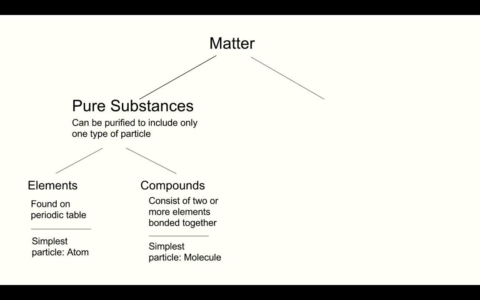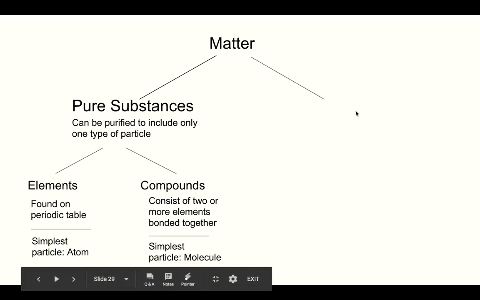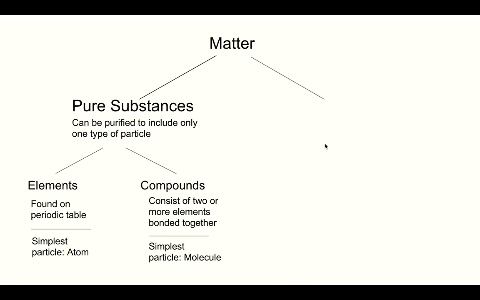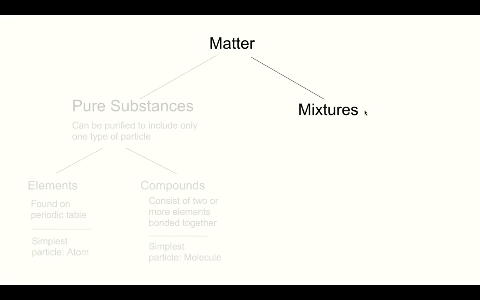And there you have it about the type of matter that are pure substances. They include elements and compounds, and we've seen a couple of examples. But as you might guess, there's an entire other side to this diagram that's not pure substances, which would mean they are substances that cannot be purified to include only one type of particle. Another way to say that is stuff that's made of a bunch of different kinds of particles. And those things are called mixtures.